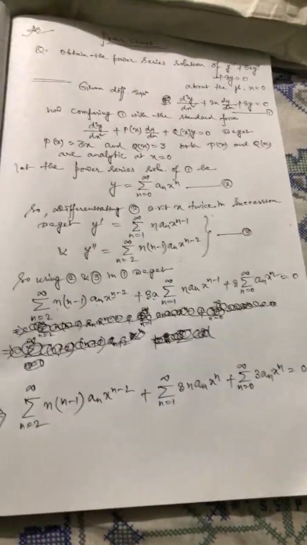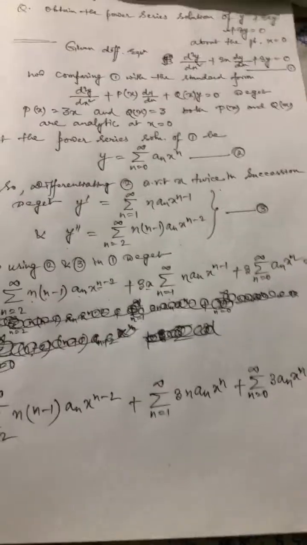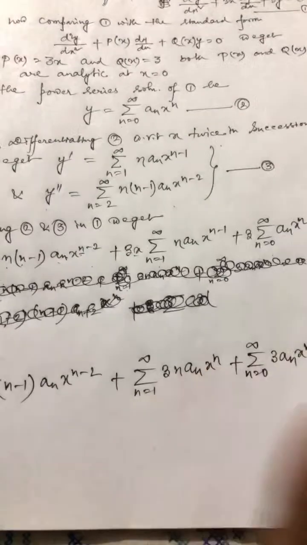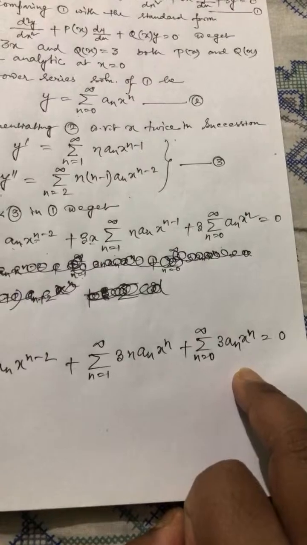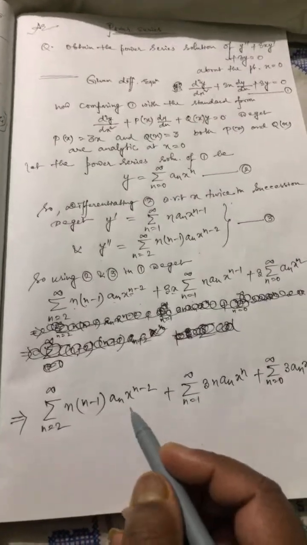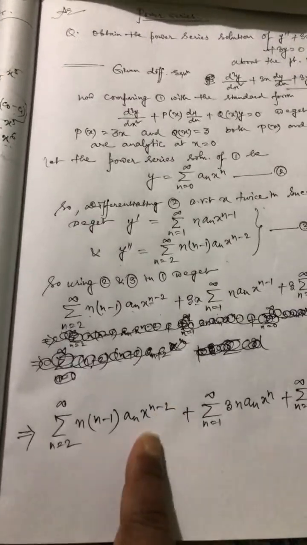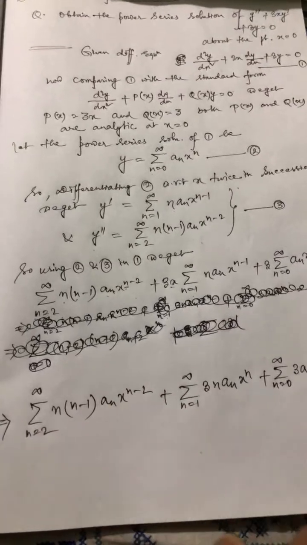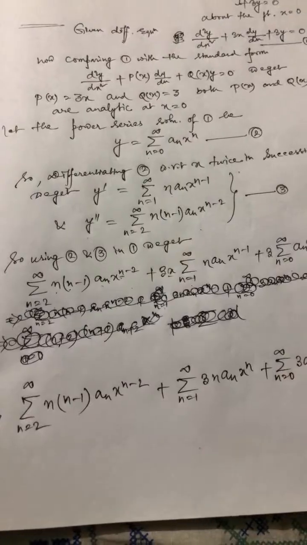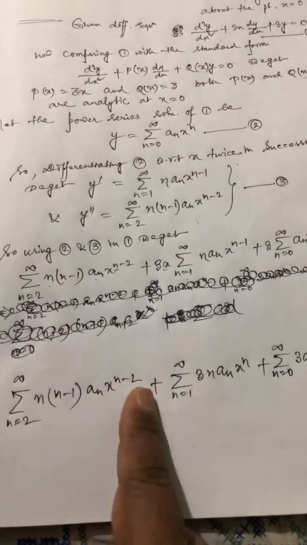First identify where you have obtained x to the power n. If you have obtained x to the power n, then keep those terms intact. For example, here you have obtained x to the power n, and here you have obtained x to the power n. But in the first case, we don't have x to the power n, we have x to the power n minus 2. So we need to modify this term. If you want to modify this term, what type of modification do you want? You have to modify this term in such a way that the power of x becomes x to the power n.